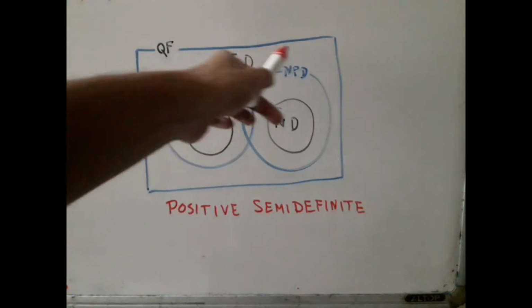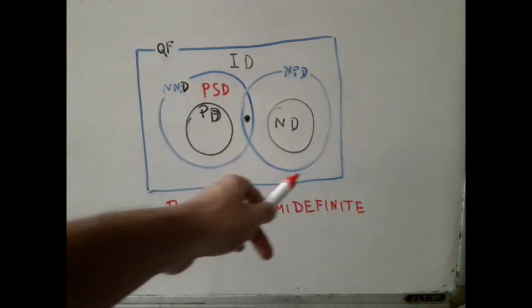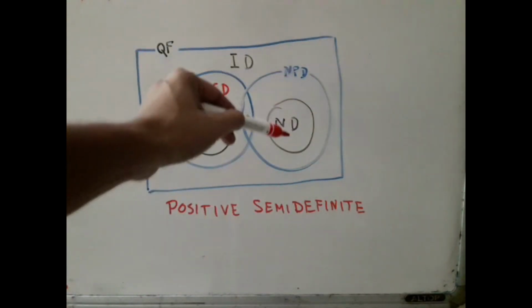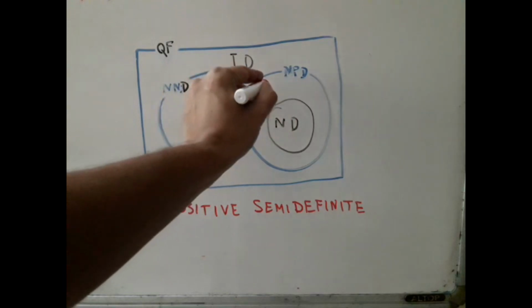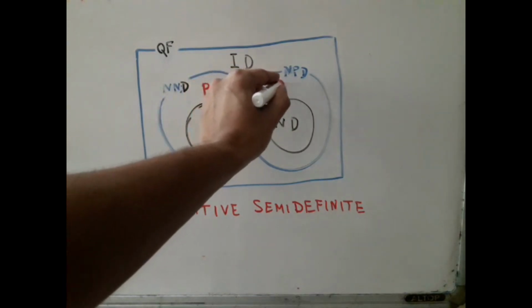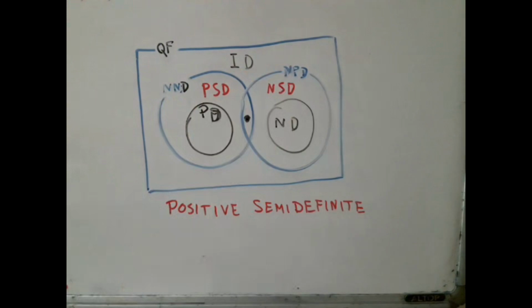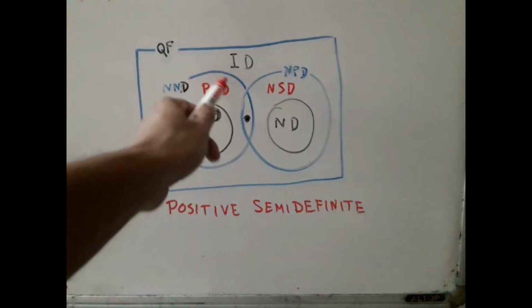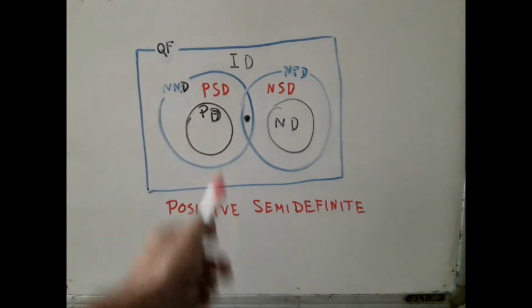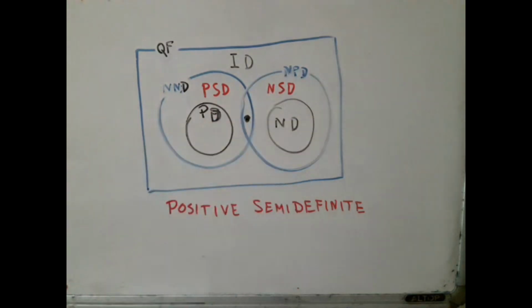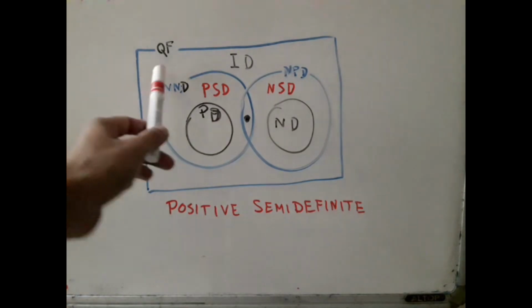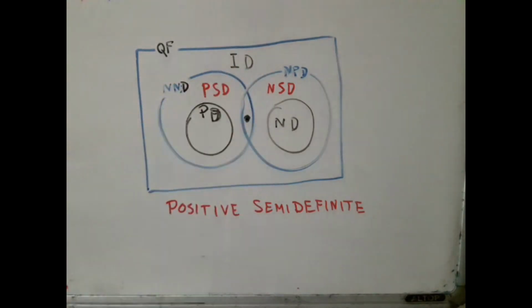And similarly, whatever is inside this ring-like region, that is NPD but not ND, that is called negative semi-definite. In many books, positive semi-definite is used to mean the same thing as NND, and NSD means the same thing as NPD. There is no agreement among authors as to this terminology. But NND, PD, NPD, ND and ID, they are all agreed upon definitions.